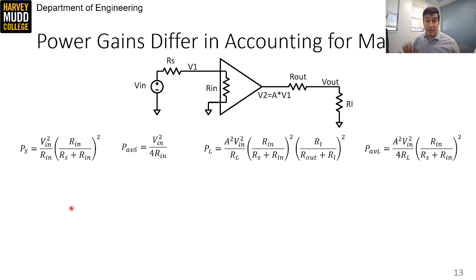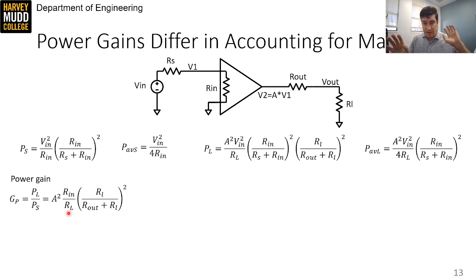Now that we have some interesting powers, which I've copied over from the last page, we can think about taking ratios of them to make gains. The first power gain is probably the most intuitive, power into the load divided by power from the source, which again could be rephrased as power into the amplifier. This is called power gain, or GP.